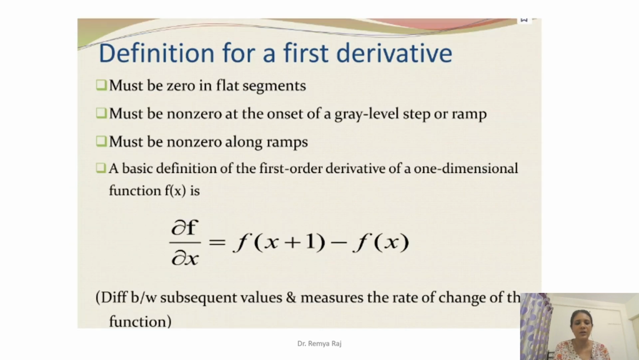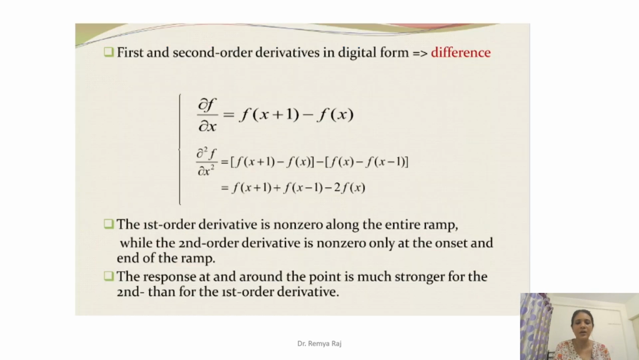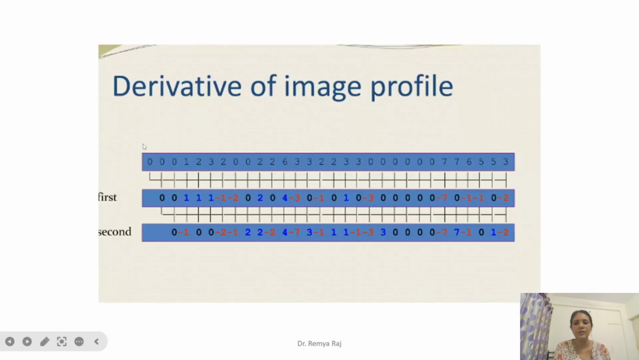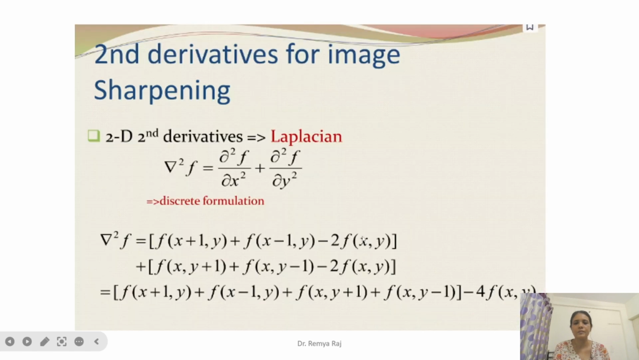Okay, so ∂f/∂x and ∂²f/∂x², where f(x) is the 0, f(x+1) is the next pixel, and f(x-1) is the previous pixel. So when you're doing this derivative, you will be able to get these values.